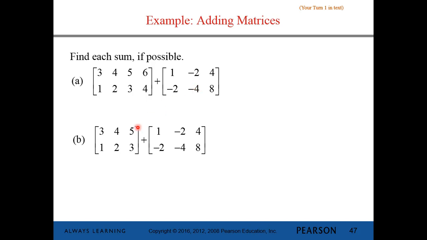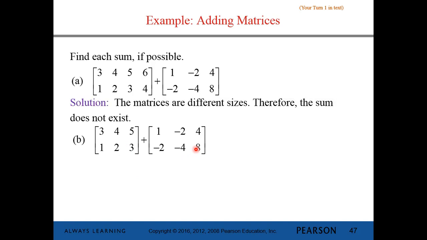Okay, now these two here are the same size, so we can add these. So what we would do is we would add 3 and 1, 4 and -2, 5 and 4. So this 3 plus 1 would equal 4. So the first element would be 4. Then we would add 4 and -2, which is 2. And then 5 and 4 is 9. And then we would add 1 and -2, which is -1. 2 and -4, which is -2. And then 3 and 8 is 11.